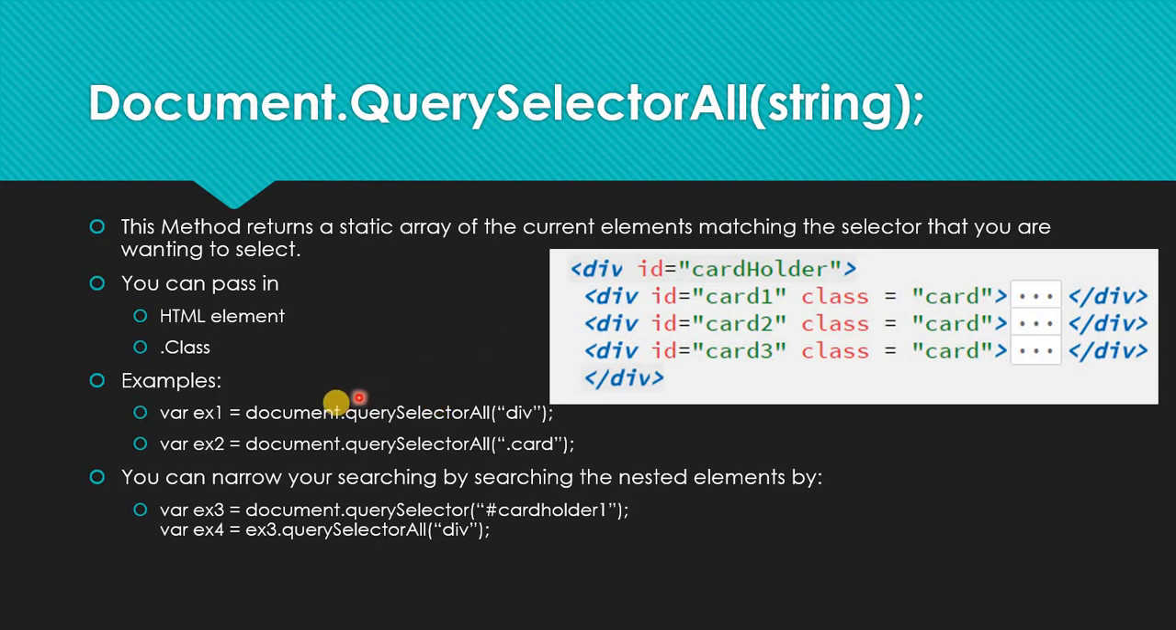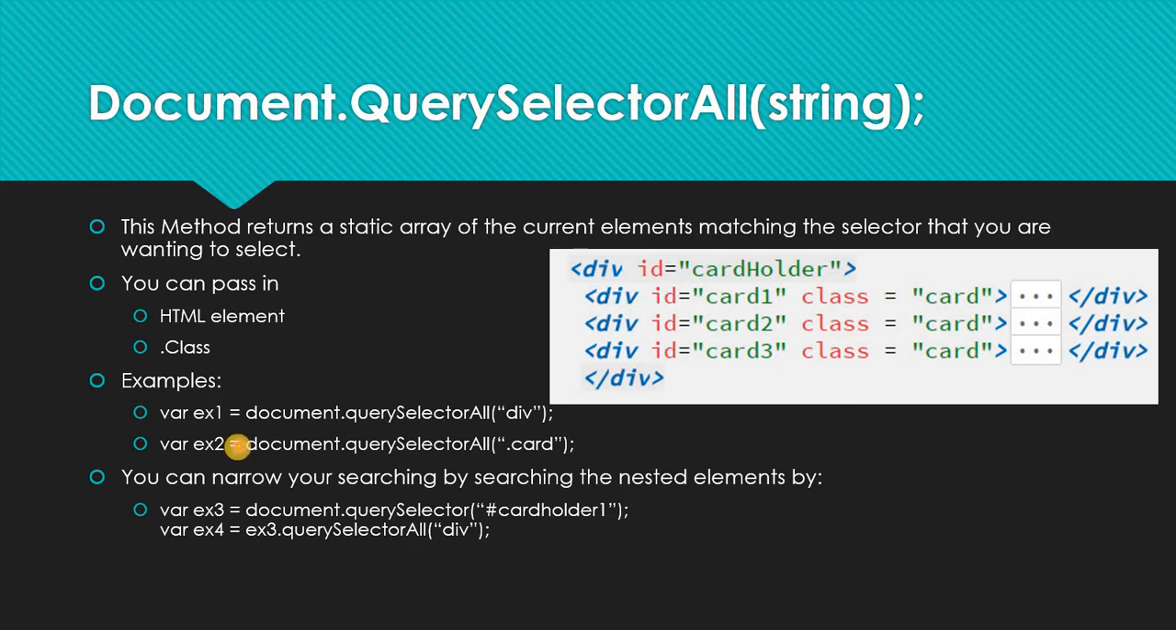The first example is to select all of the divs, which are going to be the card holder and the three cards. So that'd be 4 divs there. Or you can look for just the 3 cards we have on this page, which are here. A little note is the document is the whole web page.